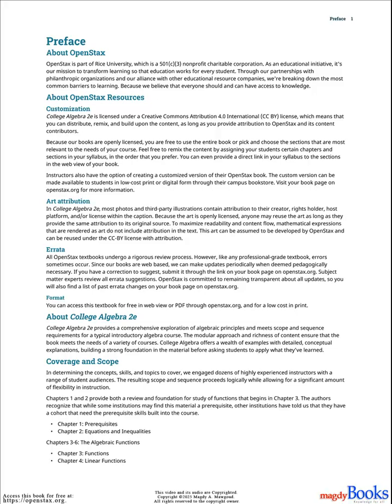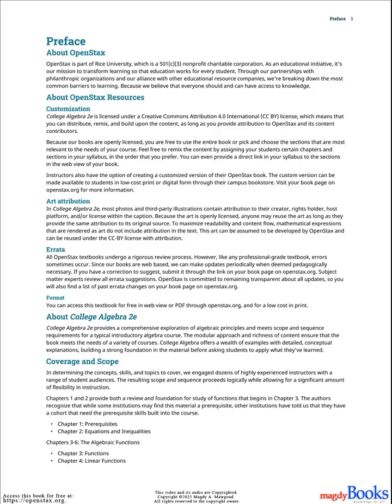Feel free to remix the content by assigning your students certain chapters and sections in your syllabus, in the order that you prefer. You can even provide a direct link in your syllabus to the sections in the web view of your book. Instructors also have the option of creating a customized version of their OpenStax book. The custom version can be made available to students in low-cost print or digital form through their campus bookstore. Visit your book page on openstax.org for more information.